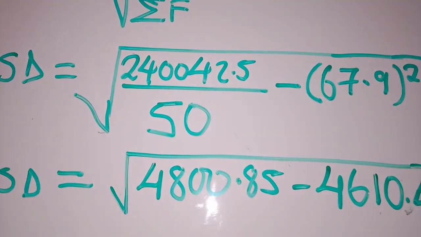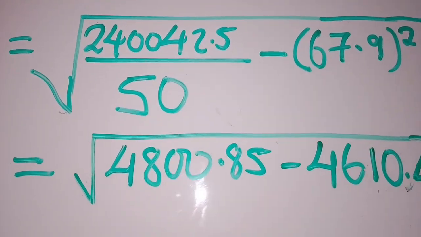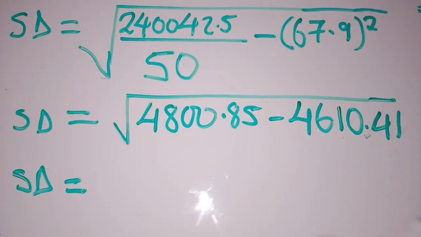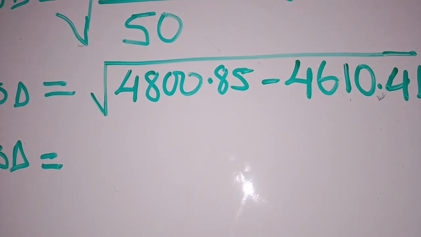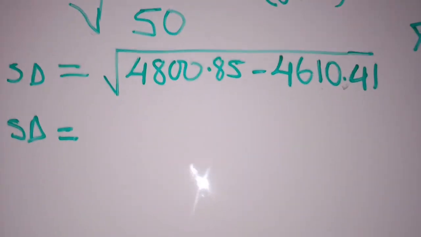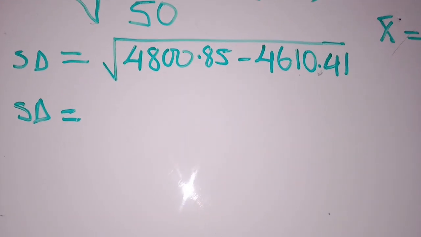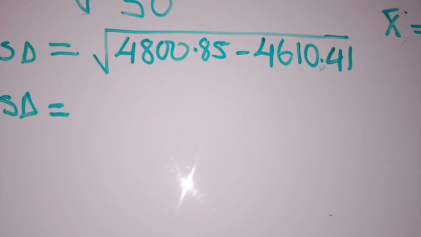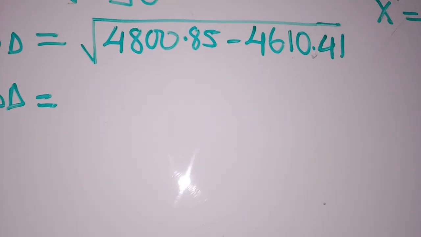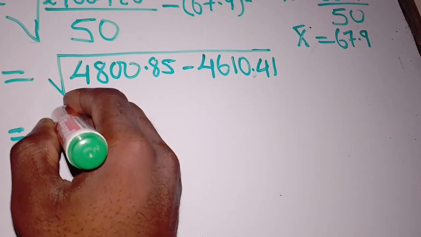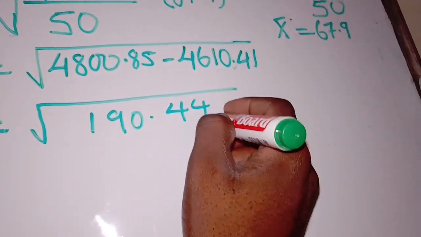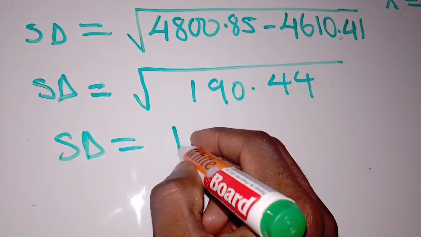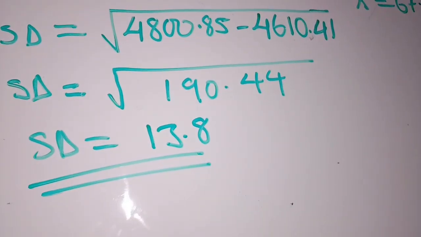So this is what we are getting. The standard deviation will be 4,800.85 minus 4,610.41. That will give us 190.44. So our standard deviation will be the square root of 190.44, which is going to give us 13.8. So this is how we find the standard deviation.